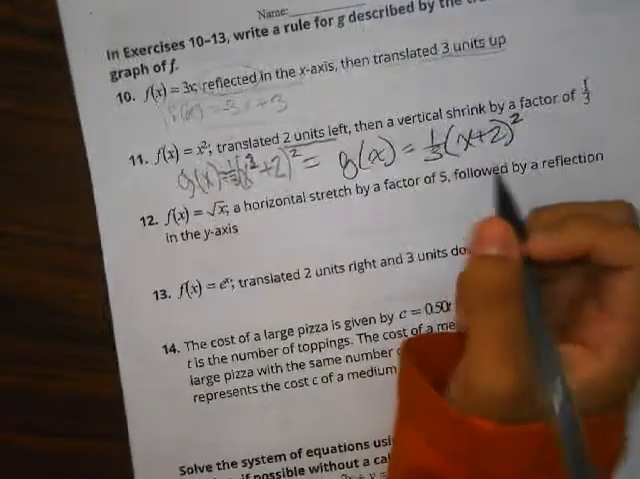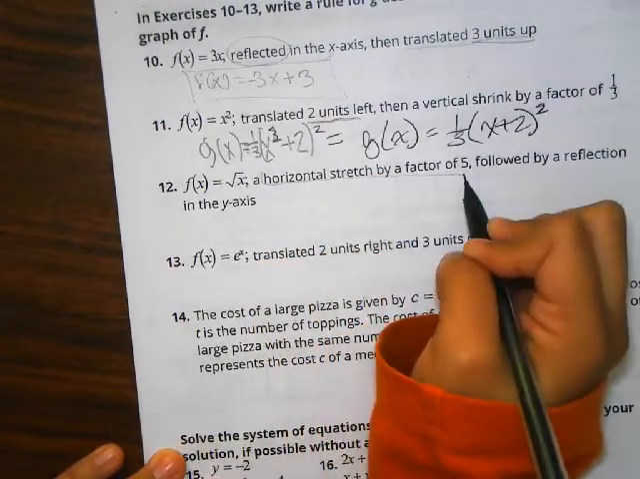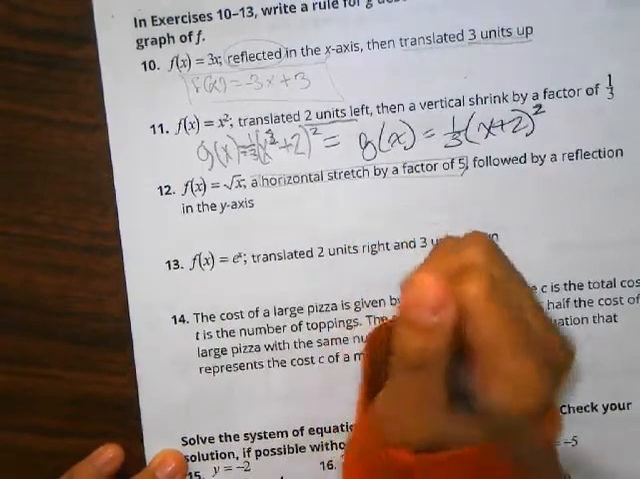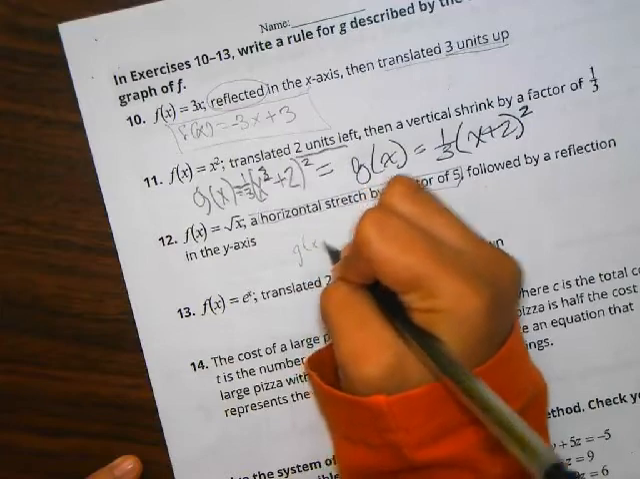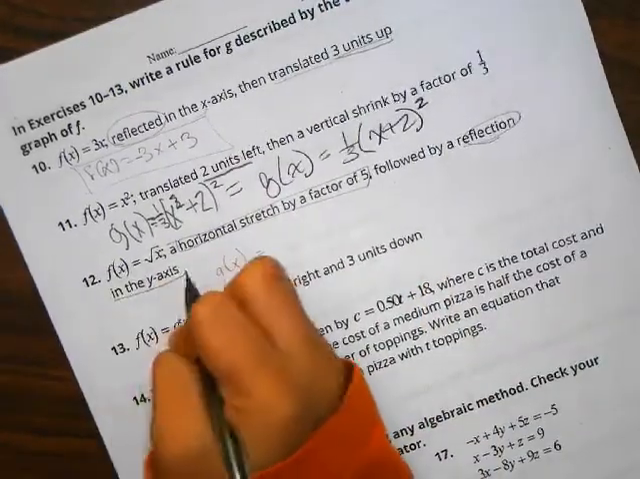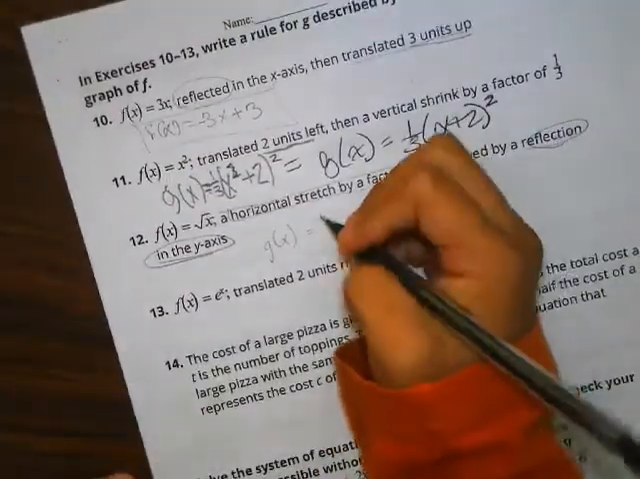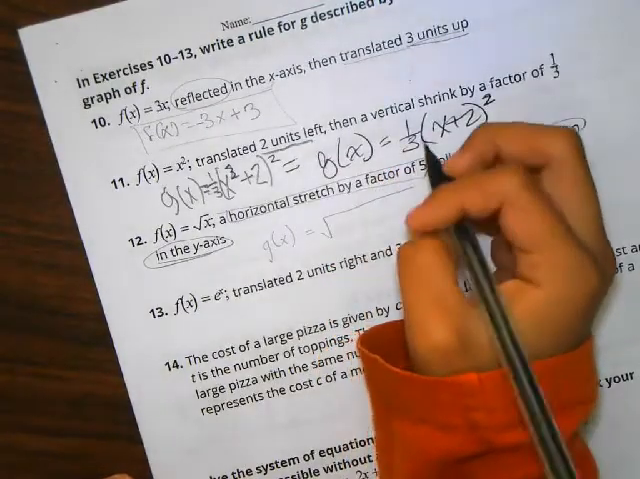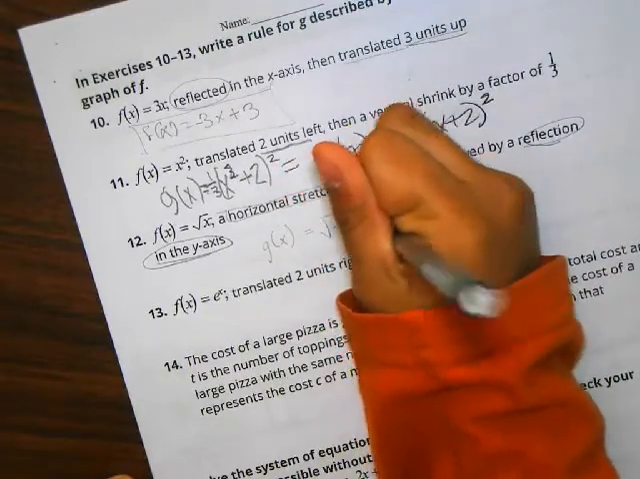Okay, so for number 12, since it's a horizontal stretch by a factor of 5, it means that it's going to go inside the grouping, and you're going to have to flip it. So g of x, and then it's a reflection in the y-axis, so it's also going to go inside the grouping. So g of x is the square root of -1/5 x.